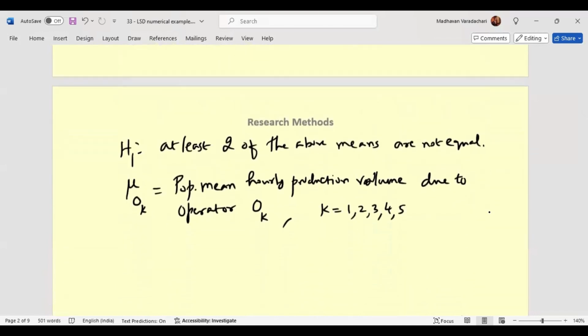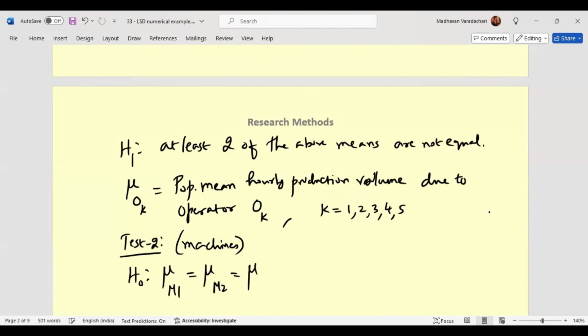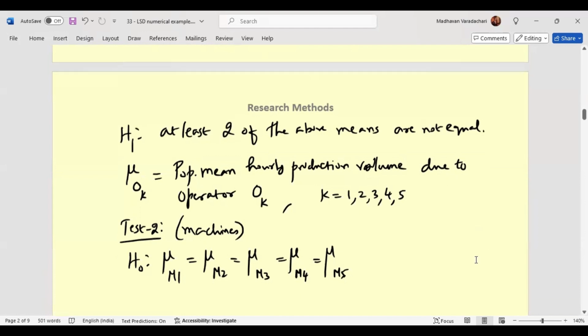Next, second test. Test 2, which will be based on machines. So here H0 will be mu suffix M1, mu suffix M2, mu suffix M3, mu suffix M4, mu suffix M5. Means there is no significant difference between the hourly production volume due to any of the machines. That is our null hypothesis.